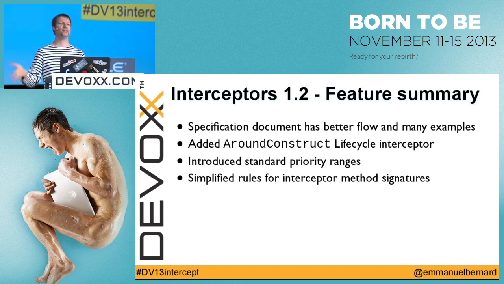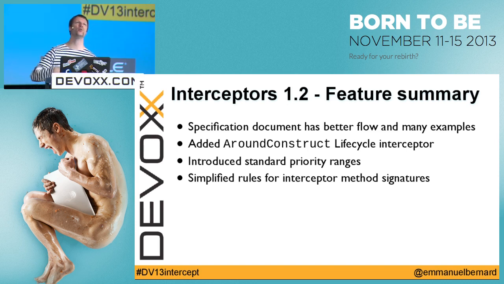So what is specifically new about Interceptor 1.2? First of all, the specification document has been centralized and has improved a lot. We'll talk about that in a minute. But we added a new lifecycle interceptor, the ability to intercept the constructor execution. So you could intercept methods and do stuff after the constructor with a post-construct event and the pre-destroy event, right before the component is destroyed. But you couldn't intercept and do stuff around the constructor, when the constructor is actually executed. Bean Validation needed it, so we added it to the standard.